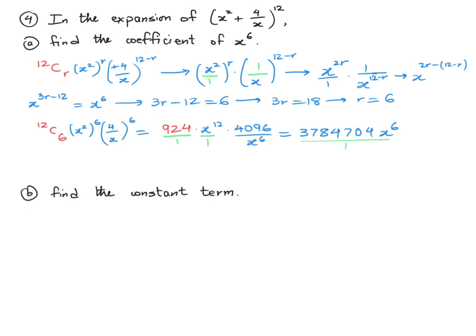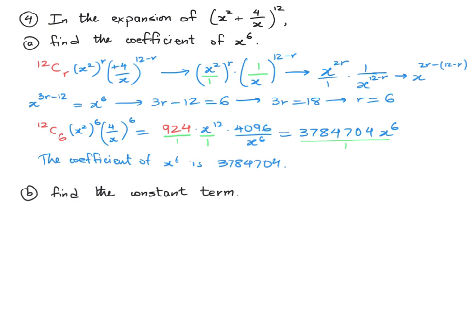So when I multiply the 924 times the 4096, I get 3,784,704, and then x to the 12th over x to the 6th gives me x to the 6th, technically divided by 1, but I don't really need that. However, reading the question carefully, it just wanted the coefficient of x to the 6th. So this is not the answer. The answer is just the number in front. So the coefficient of x to the 6th is going to be 3,784,704. And that's the end of part A.